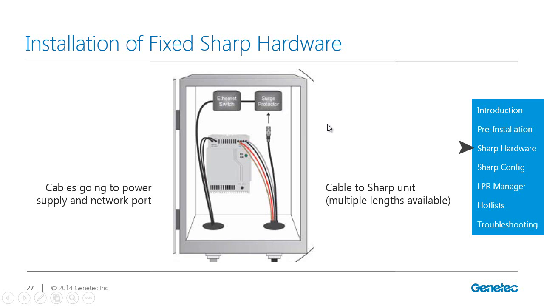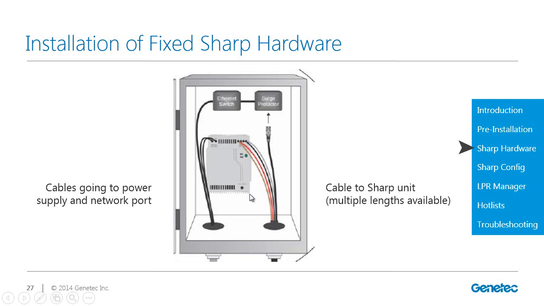We recommend using a 24 volt DC power supply for fixed systems, and you're going to need a 24 volt one if your Sharp cable is longer than 5 meters or 15 feet. The fuse on the power supply is not needed if you're using the power supply that has been ordered from Genetec. Otherwise, make sure you're using a 10 amp slow blow fuse between the power supply and the Sharp cable.